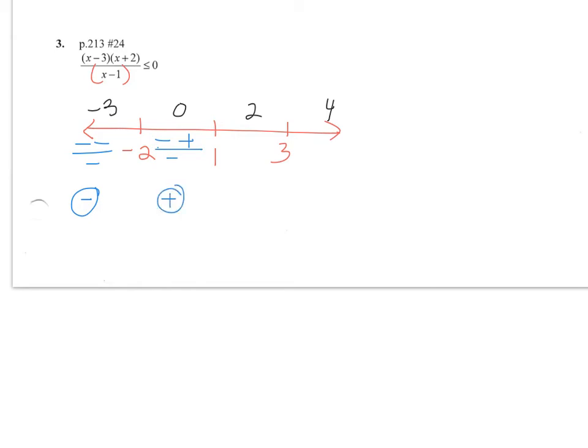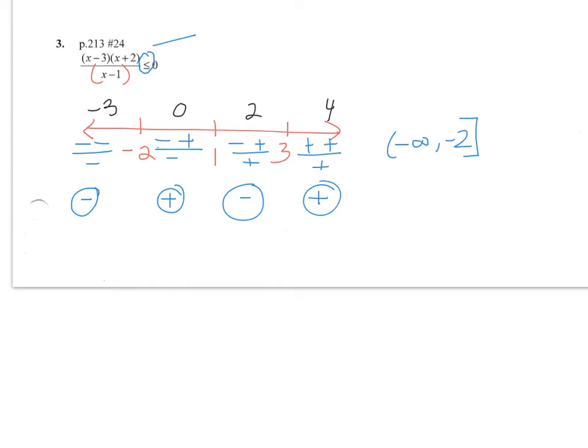Okay, same thing with 2. And then finally with 3. Okay, now let's take a look at our function. I want to know, when is it less than or equal to 0? So I want the negatives. So I'm going to look at my number line and I'm going to say from negative infinity to negative 2, closed bracket because this says equal to in it.